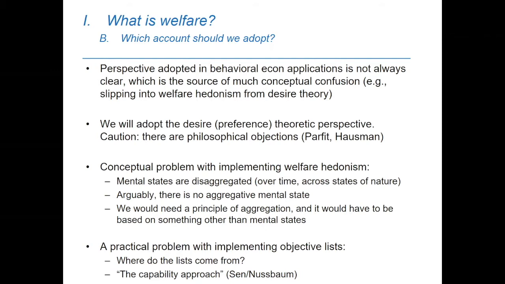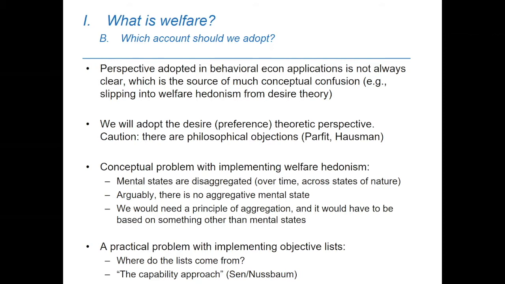What we will do here is adopt the desire theoretic perspective or preference theoretic perspective. And I want to caution that there are philosophical objections to this approach. You can find them in the writings of various philosophers like Parfit and Hausmann. But I also think that there are answers to those objections. And I discuss some of the objections and the answers that I would give in my full lecture on the foundations of standard welfare economics.